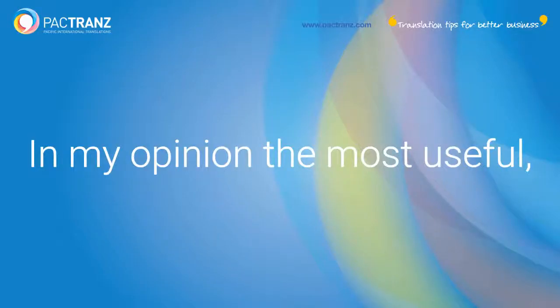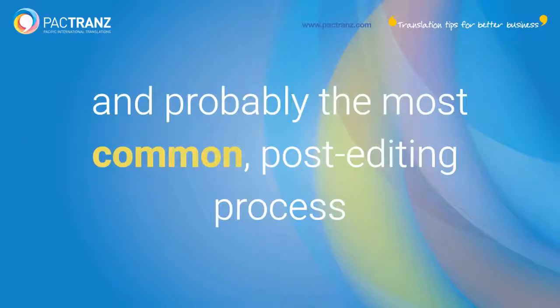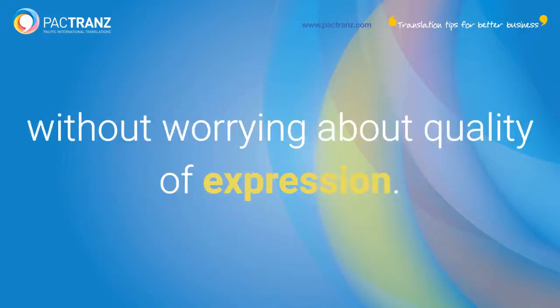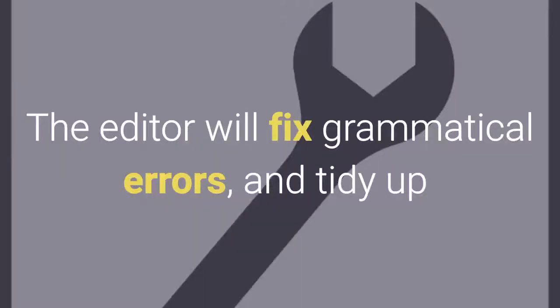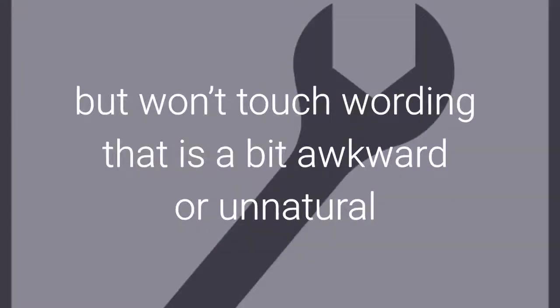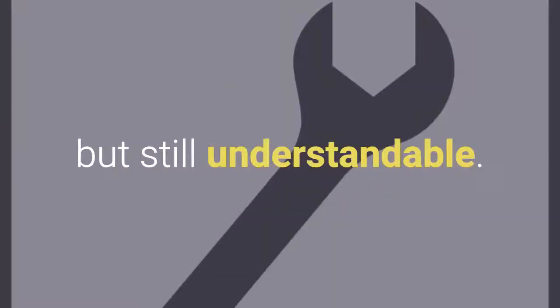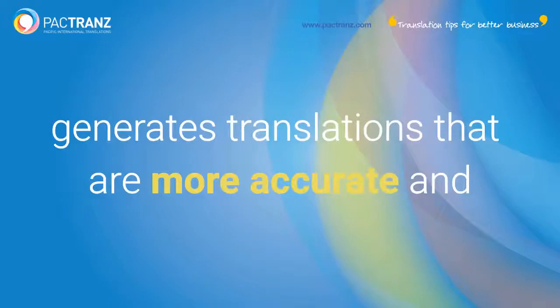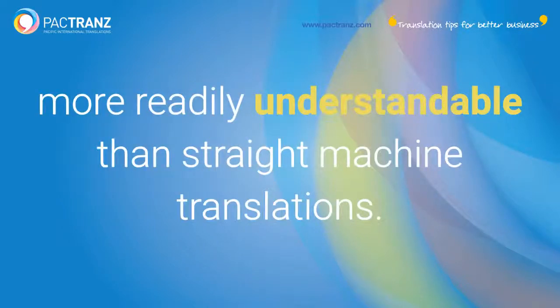In my view, the most useful and probably the most common post-editing process is simply to ensure all the text can be understood without worrying about quality of expression. The editor will fix grammatical errors and tidy up any unclear or confusing wording and obvious mistranslations, but won't touch wording that's a bit awkward or unnatural but still understandable. This light post-editing process generates translations that are more accurate and more readily understandable than straight machine translations.